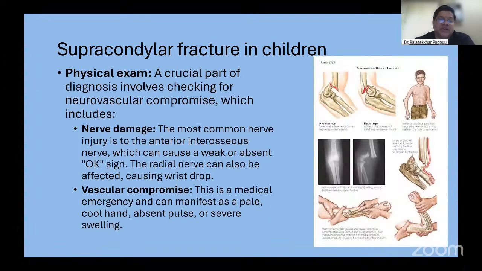When you do a physical exam, we have to check the pulses and neurological status, because whenever there is a supracondylar fracture, there is a high chance of brachial artery or median nerve injury, and in some cases you might even see radial nerve injury also. Most people think it's ulnar nerve injury, but it is not. The most common injuries are to the median and radial nerves and also the brachial artery. Brachial artery injury might range from complete transection to thrombosis, with intimal damage leading to thrombosis.